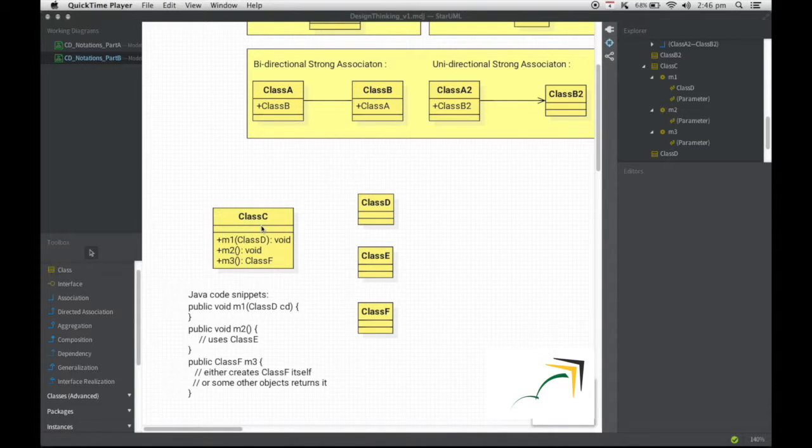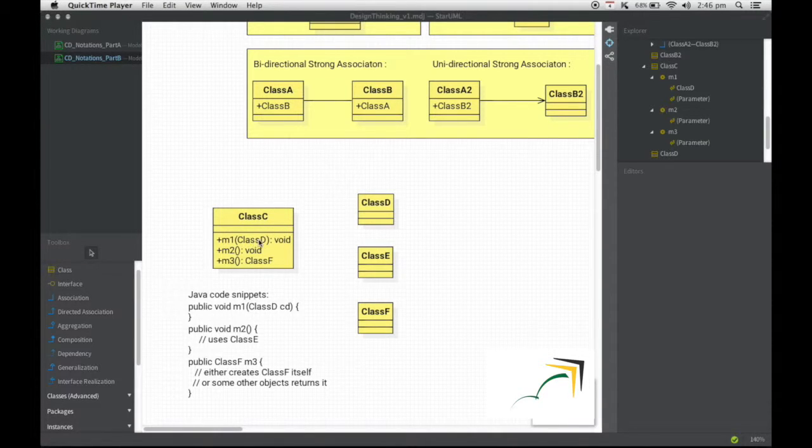Imagine this case where you have class C and three separate classes, class D, E, and F. And down below, I've given you code snippets, and I've written it in Java, but it could have been any other OO language. The code snippets are about the three methods that are defined within class C.